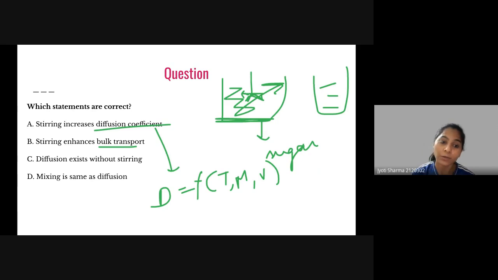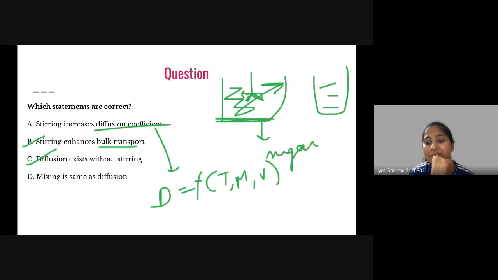Okay, so this is the right one, right? B is the right one because steering will enhance my bulk transport. Coming to C, diffusion exists without steering. As I told you, there is always entropy. We have to maximize the entropy, and there will always be diffusion. Even if you are not steering, still some sugar will dissolve in the water. So this is also the right one.